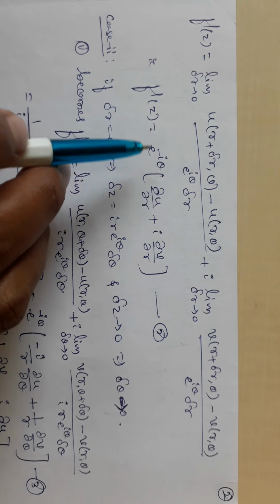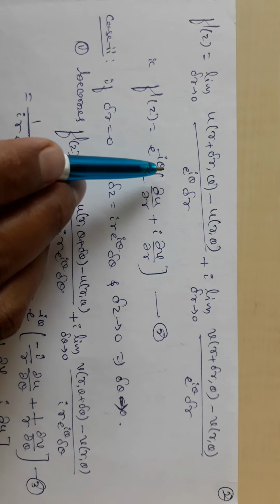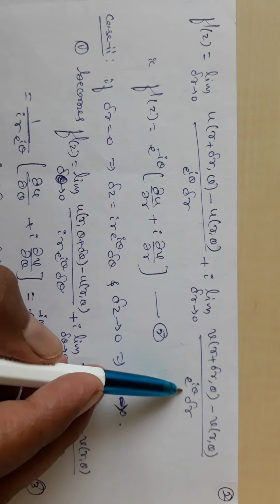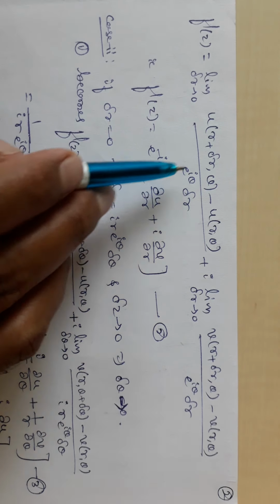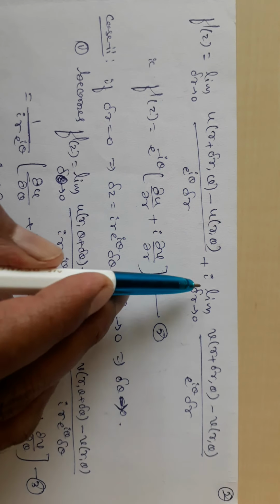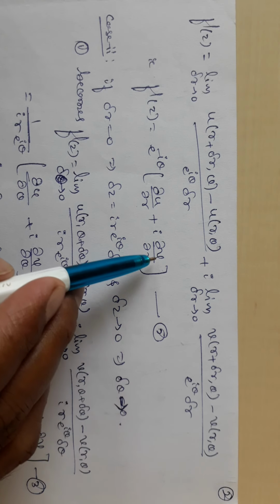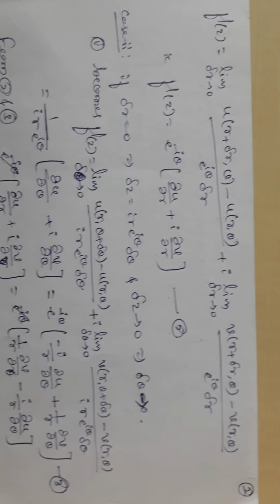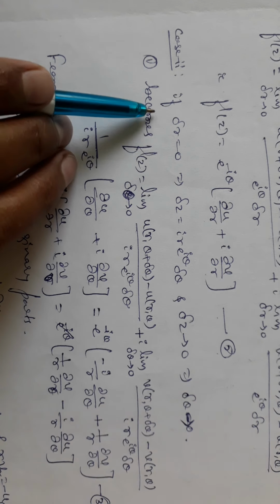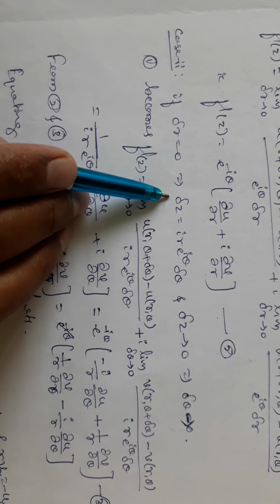which is equal to, here I will take this term to the numerator, therefore it is e to the power minus i theta, and from this, by the definition of partial differentiation, dou u by dou r plus i into dou v by dou r. We can call this equation number 2. Now we can take the second condition.